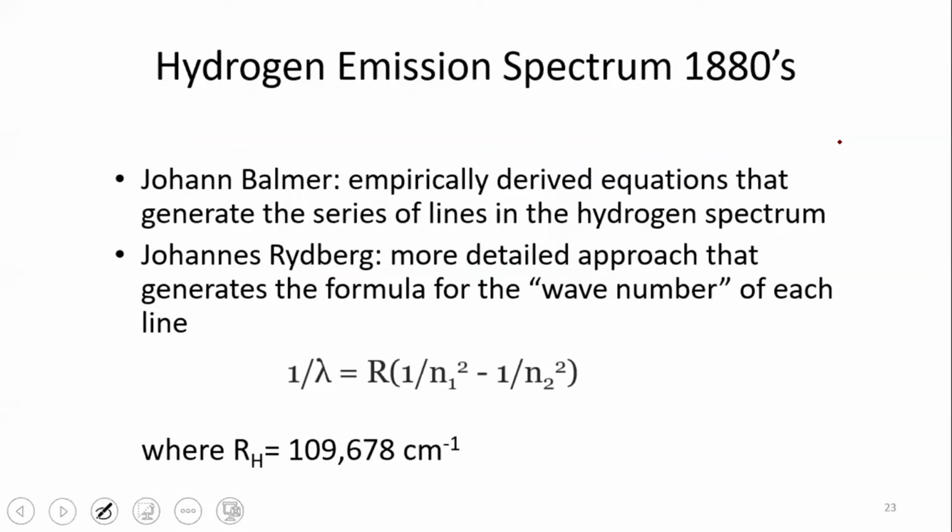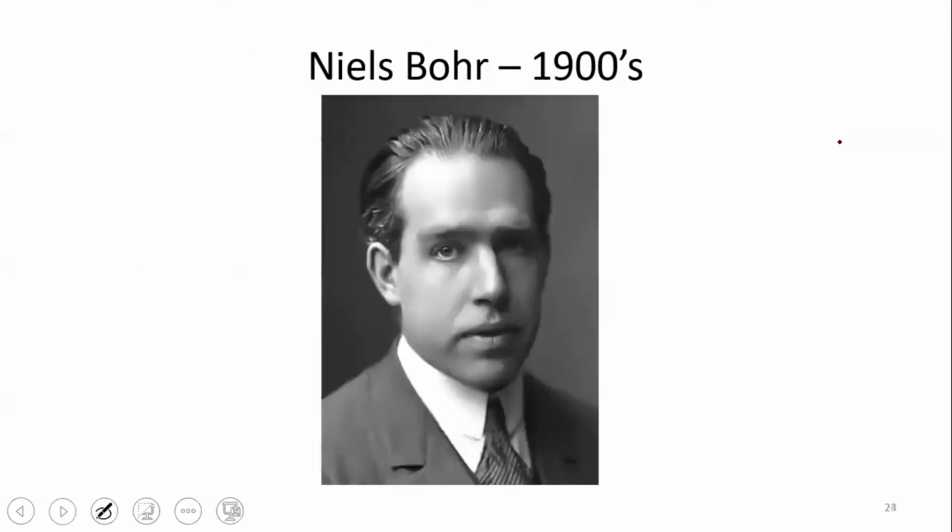All they did was a brute force algebra approach, and they could come up with an equation that if you put the right numbers in, you could generate those four lines in the hydrogen spectrum. But there was no basis for it until along came Niels Bohr. Niels Bohr took a bold step in proposing a model that explained why you obtained that spectrum for hydrogen. And it's been known since as the Bohr model of the atom.